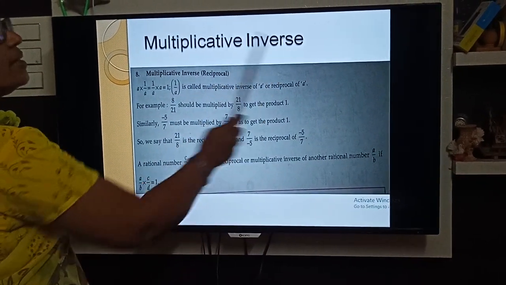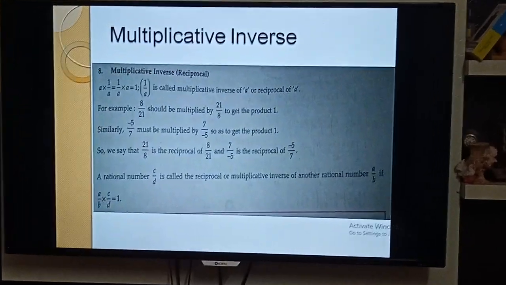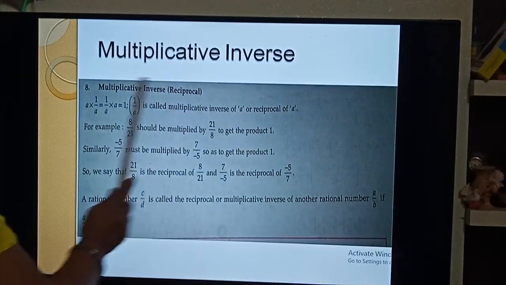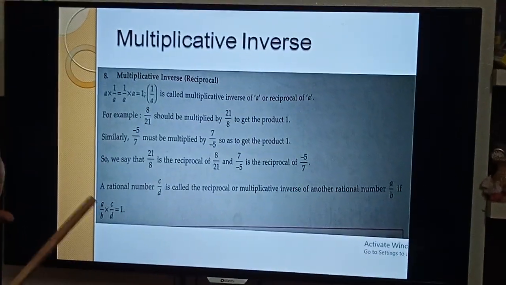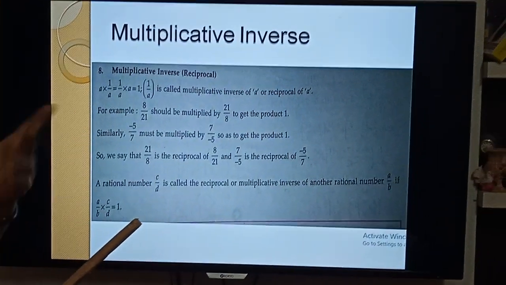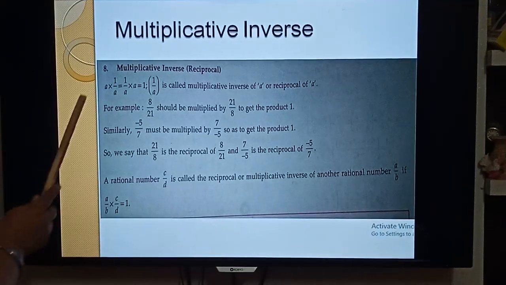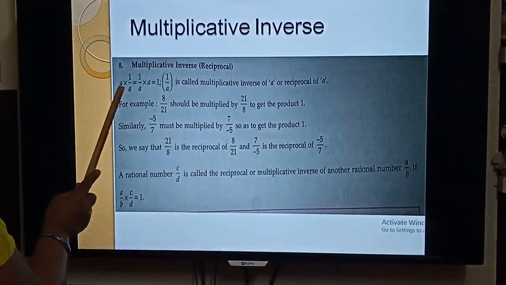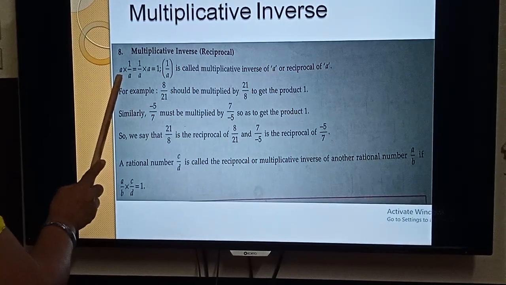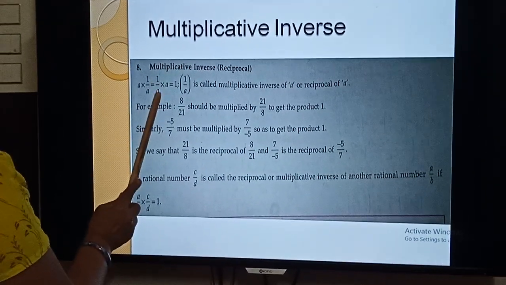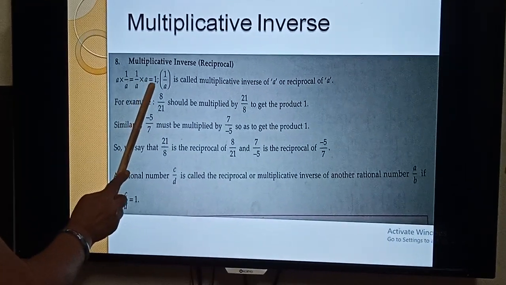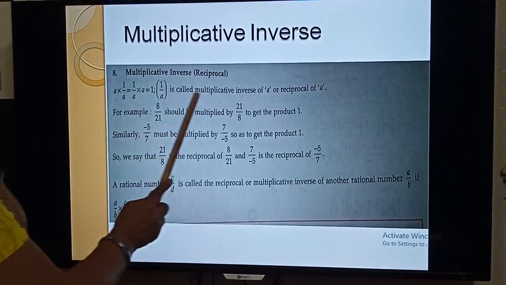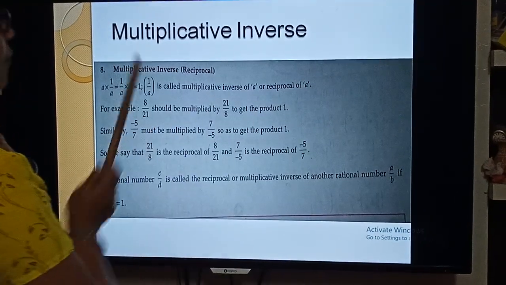Multiplicative inverse. There is one more word for multiplicative inverse, which is reciprocal. It means the numerator becomes the denominator, and the denominator becomes the numerator. Here see, A into 1 upon A, where 1 upon A is nothing but the multiplicative inverse of A. The simplified answer is 1. 1 upon A is called the multiplicative inverse of A.